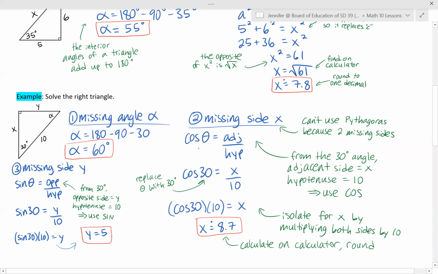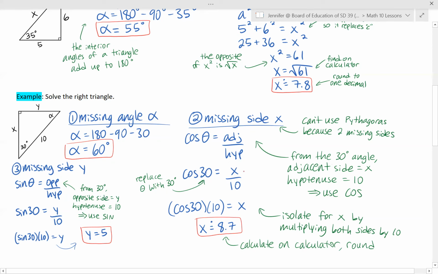So we'll set that ratio up: cos of an angle, or theta, equals adjacent over hypotenuse. And then we replace these variables with what we do know. Well, we know that the angle is 30 degrees, so theta is replaced with 30. We know that the adjacent side is x, which we're solving for, and we know the hypotenuse is 10, so that also subs in there. So we've set up this trig ratio, and we only have one unknown, which is the x. So now we can go ahead and solve by isolating for x.